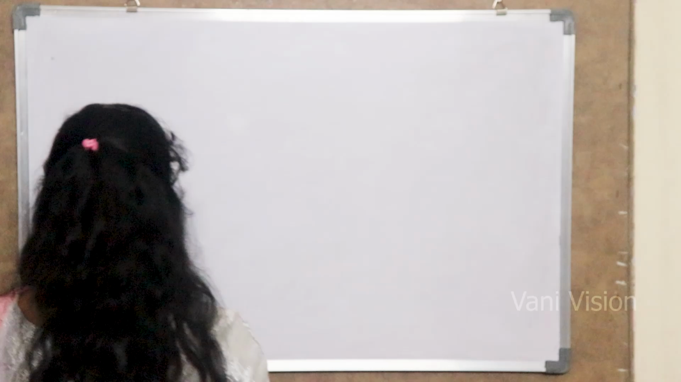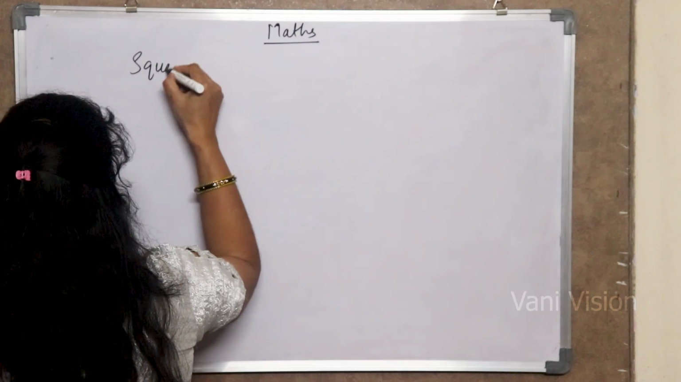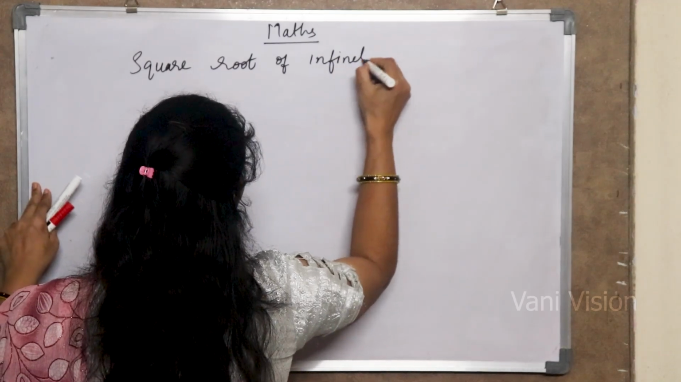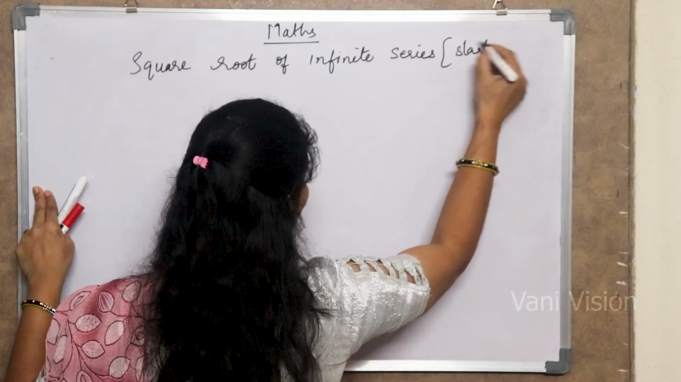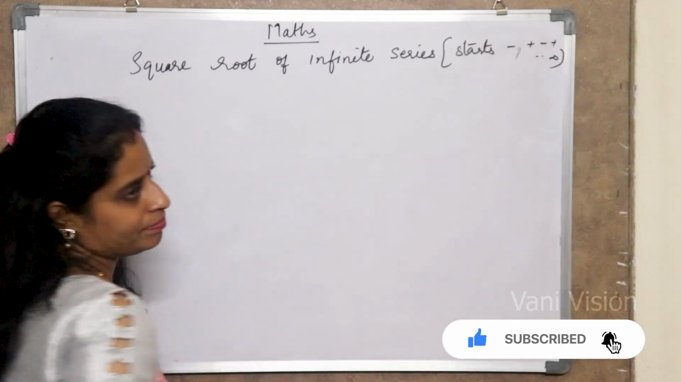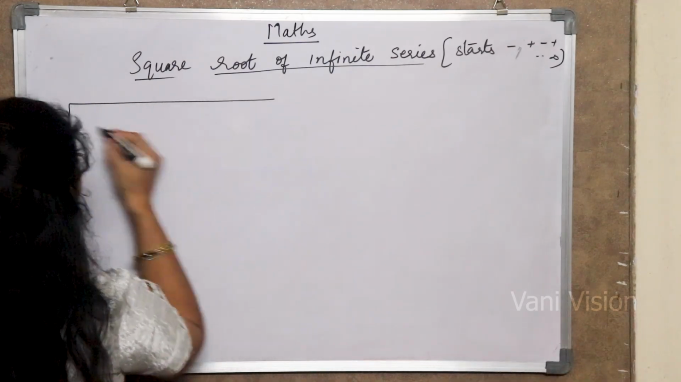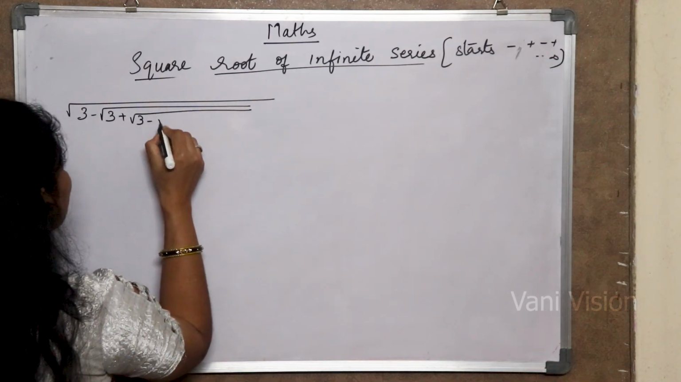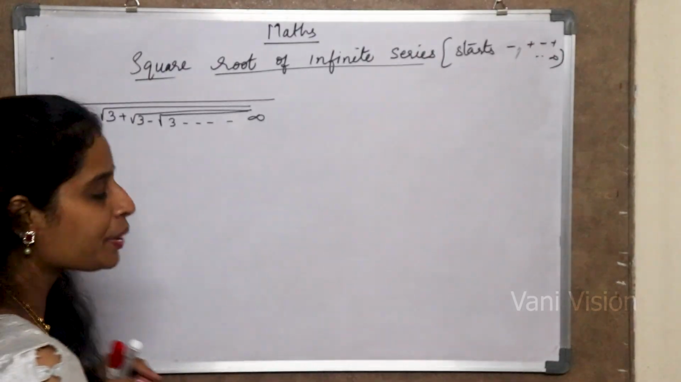So our topic is about the square root of infinite series when a series starts with negative, positive, and so on to infinity. Clear? So the example here is root over 3 minus root over 3 plus root over 3 minus root over 3, so on to infinity. The same step-by-step procedure we are going to see here.